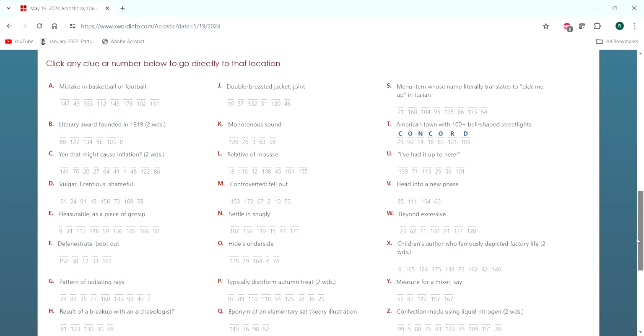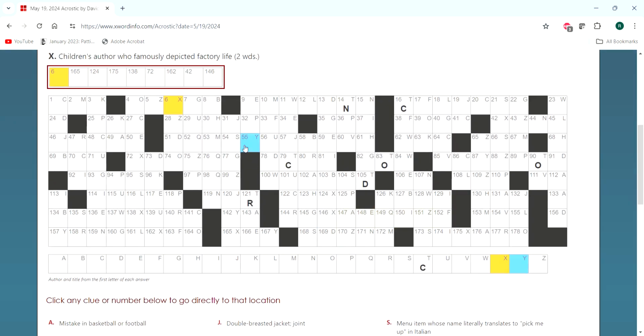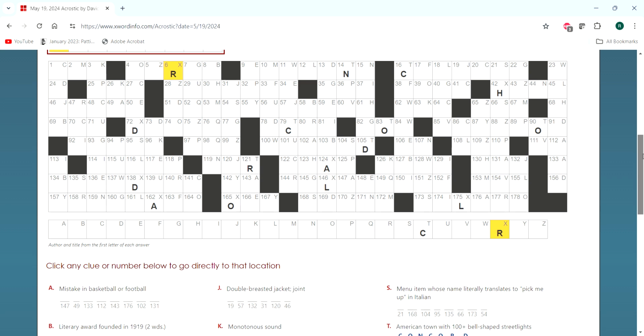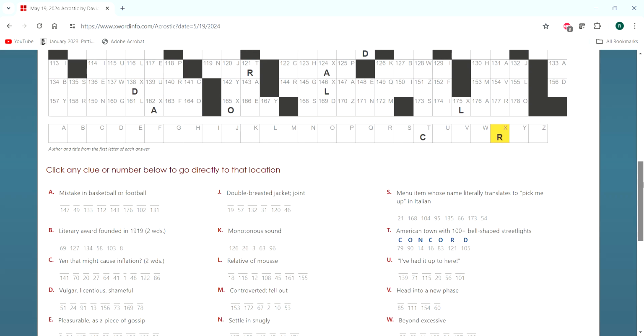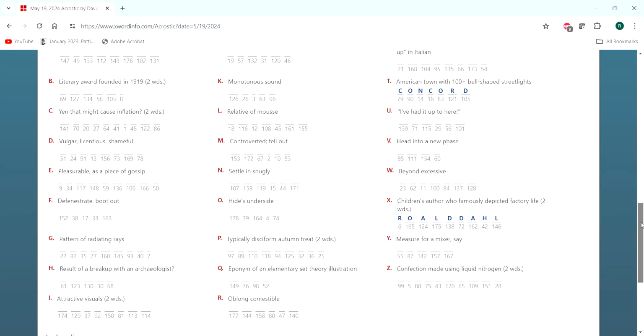Children's author who famously depicted factory life. Children's author, could that be? Could it be Roald Dahl, R-O-A-L-D D-A-H-L? Willy Wonka, Chocolate Factory? Could be. Not sure.